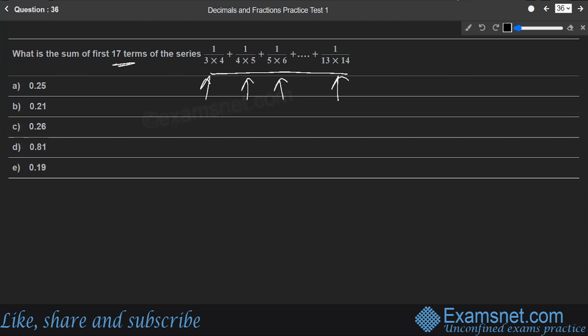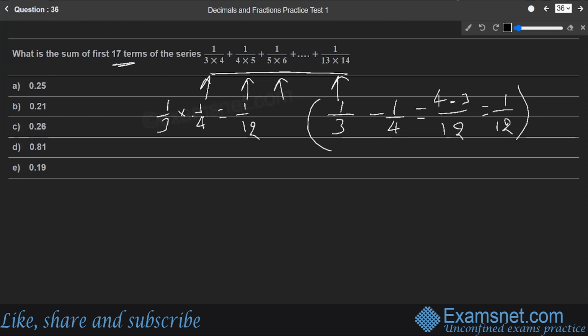How we can do that is, the first term is 1 by 3 into 1 by 4, which is nothing but 1 by 12. But how can we make it look like that? If we write 1 by 3 minus 1 by 4, then taking the LCM as 12, 4 3s are 12 minus 3 4s are 12, it again becomes 1 by 12. So we can see that 1 by 3 into 1 by 4 can be written as 1 by 3 minus 1 by 4. Similarly, the next term 1 by 4 into 1 by 5 can also be written as 1 by 4 minus 1 by 5, and so on. So let us use this and manipulate our series.